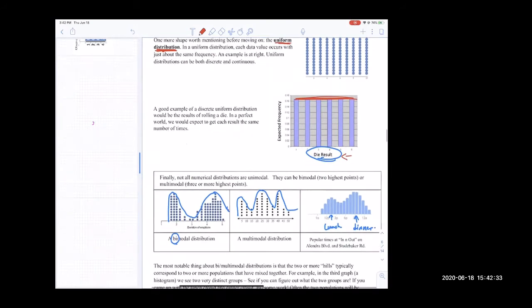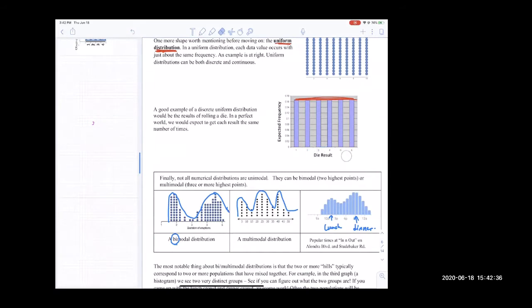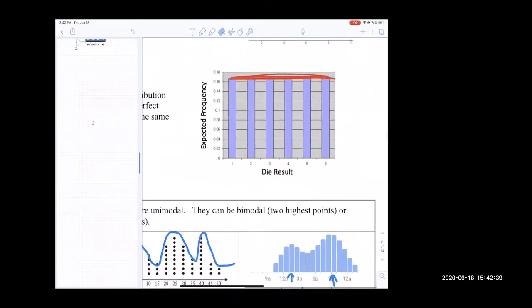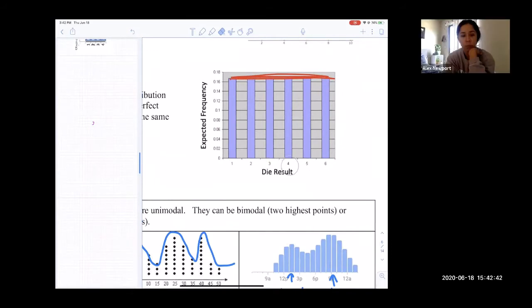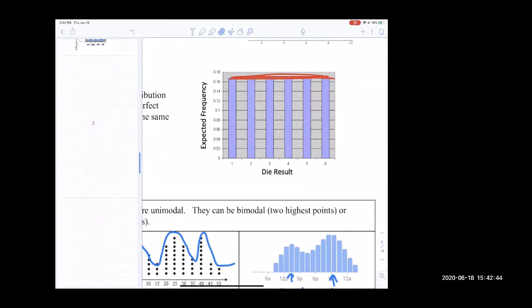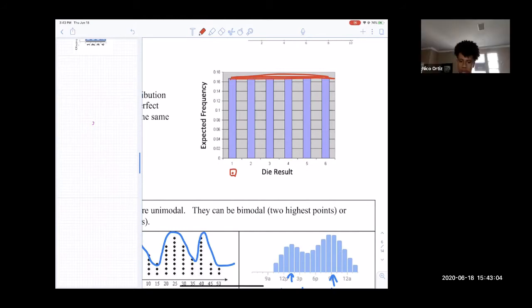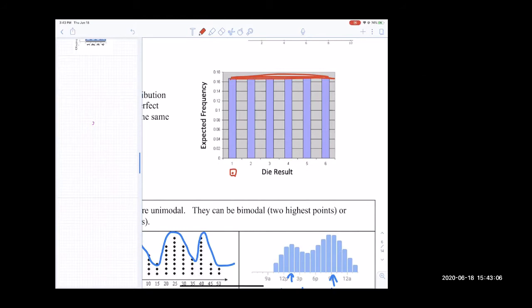Why? Because a die has numbers, right? Those numbers are 1, 2, 3, 4, 5, 6. What's the probability of coming out 1? If it's a fair die, how many sides do we have altogether? 6 sides, very good. So out of 6, what's the probability of coming out 1? 1 out of 6.